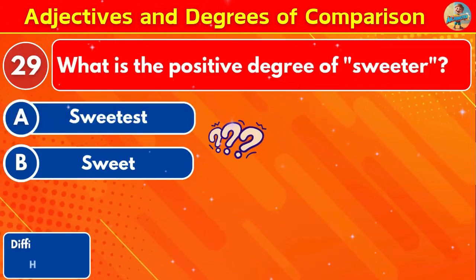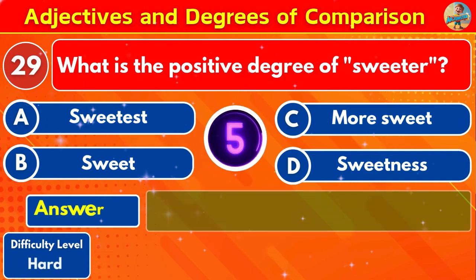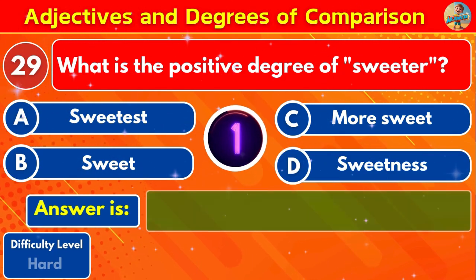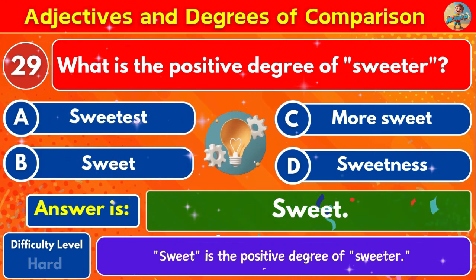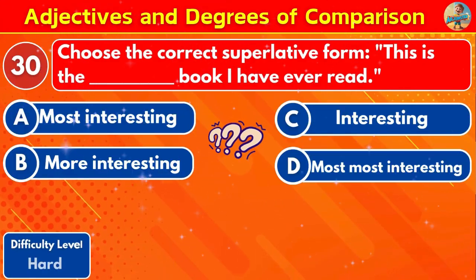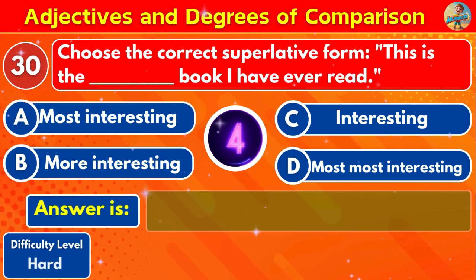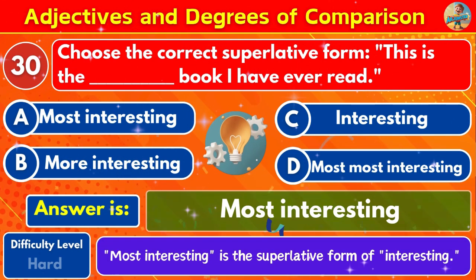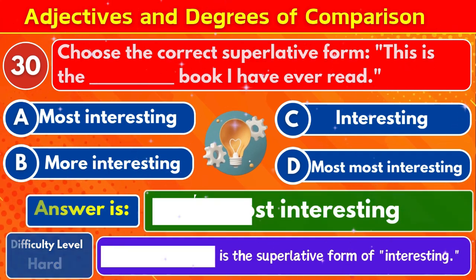Question 29 is, what is the positive degree of sweeter? Answer 29 is sweet. Question 30 is, choose the correct superlative form. This is the dash book I have ever read. Answer 30 is, most interesting.